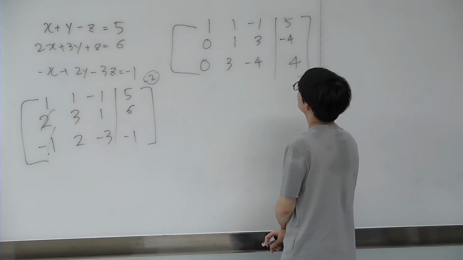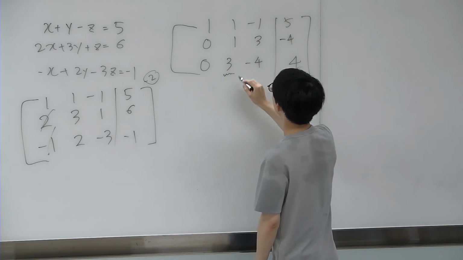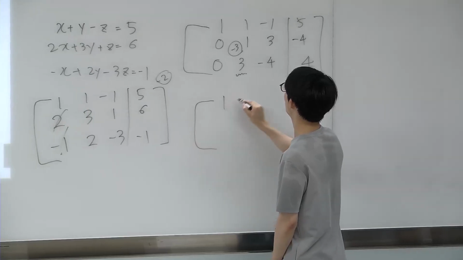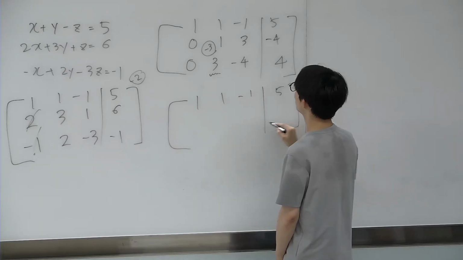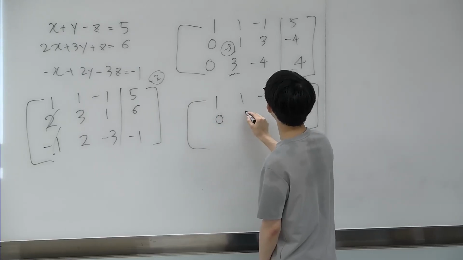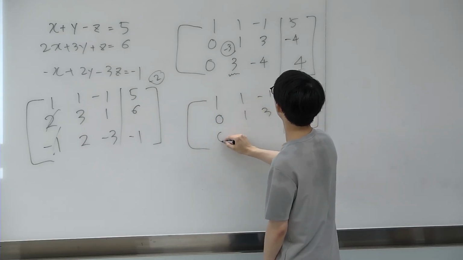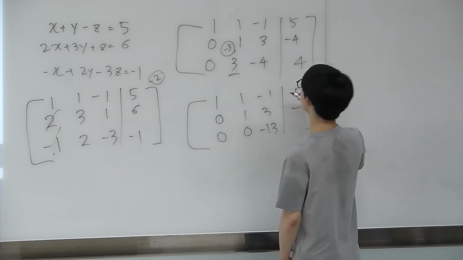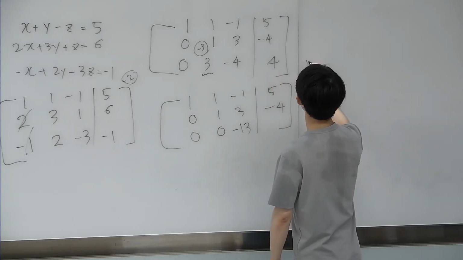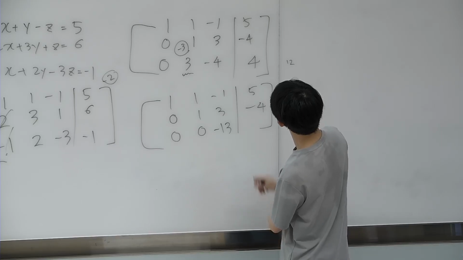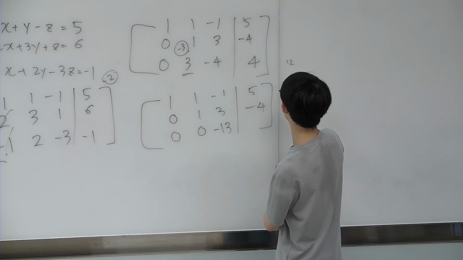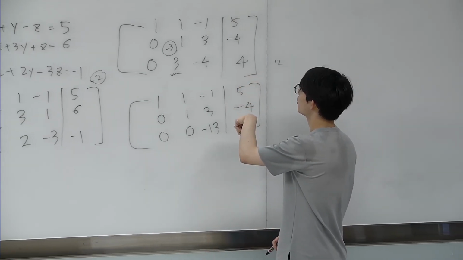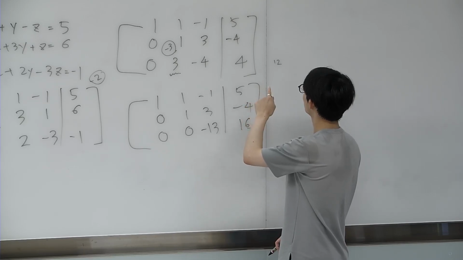Now we're going to subtract this part by multiplying minus 3 here. So what you get is 1, 1, minus 1, 5; 0, 1, 3, minus 4; and 0, 0, minus 13, minus 12, 16. Tell me if I'm wrong, okay? I could be wrong, but I think I'm right.